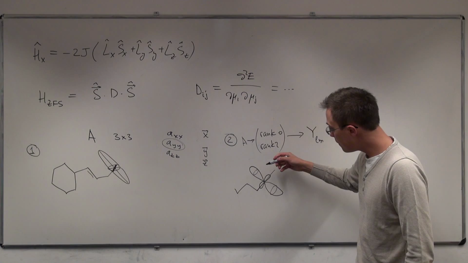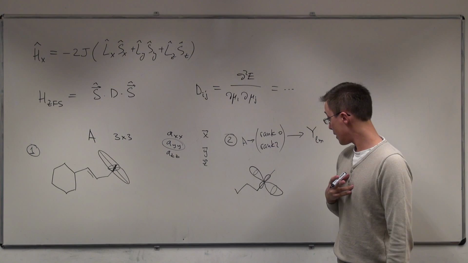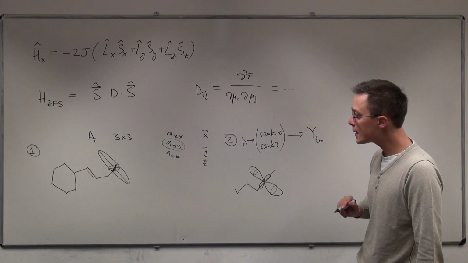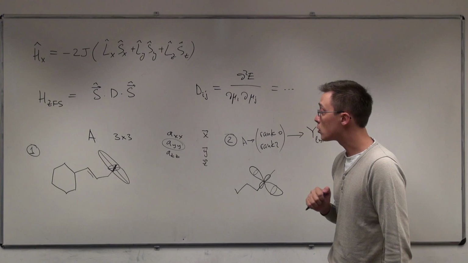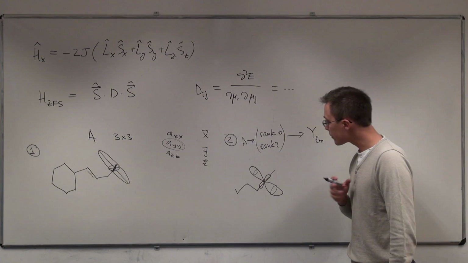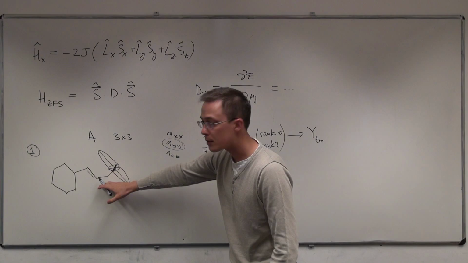Whether to choose this or that is largely a matter of taste. These plots tend to be a bit more cluttered and a bit harder to understand. These plots are a little bit neater. If you look in the literature, you'll find in the very early literature the ellipsoid plots, then in the 1980s to 1990s the spherical tensor plots, but in the recent literature it's gone back to the ellipsoid plots, so really up to you.